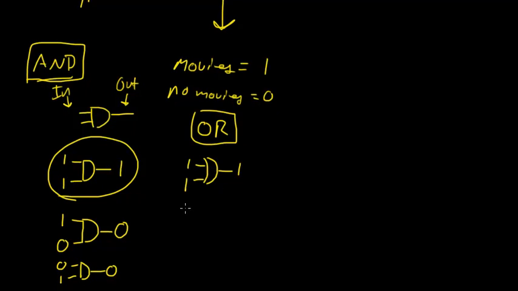If mom says yes and dad says no, what do we do? Well, mom or dad has to say yes. Did one of them say yes? Yeah. So then I get to go to the movies.